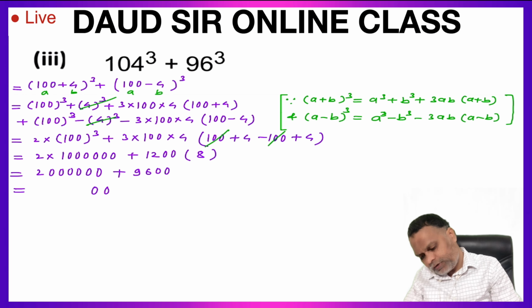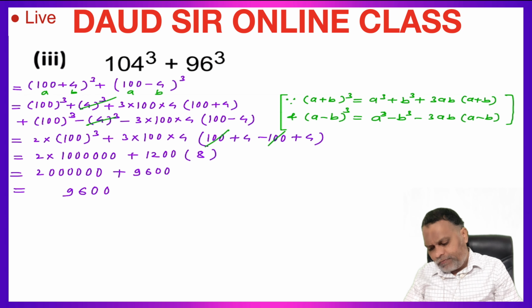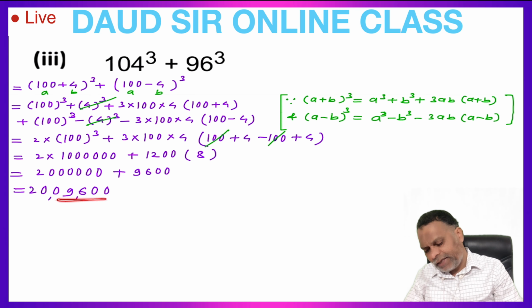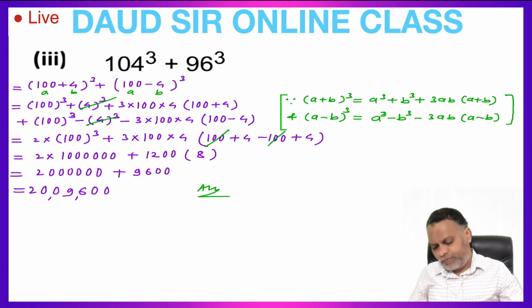0, second digit 0, third digit 6, fourth digit 9 and fifth 6, 7 digit as it is 0 0 2, 20096. This is the ones, tens, hundred, thousand, 10,000, lakh, 10 lakh, 20 lakh, 9,600 is the required value of 104 cube plus 96 cube.